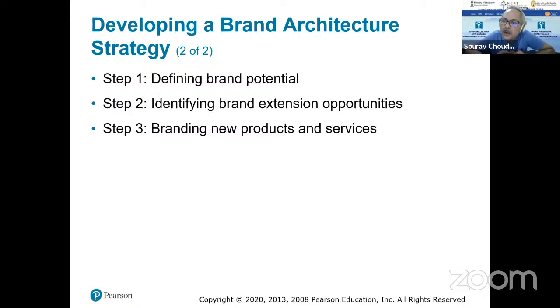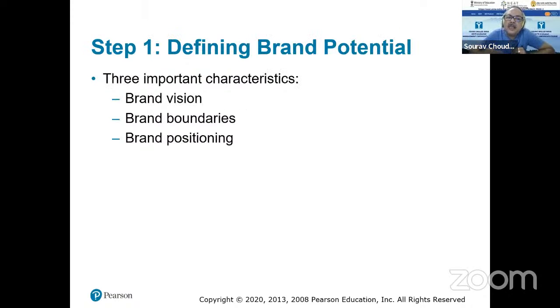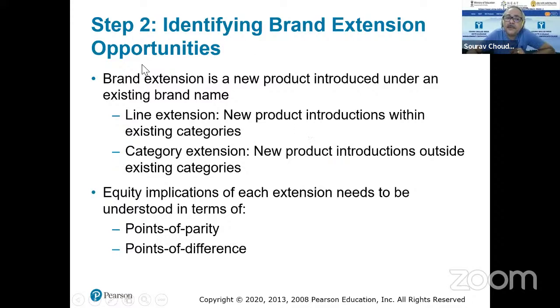Why do I do it? How do I do it? Branding new products and services. How do I brand a new product or a service? Okay. 3 important characteristics: brand vision, brand vision, brand position. Identify the brand extension opportunities. Okay.